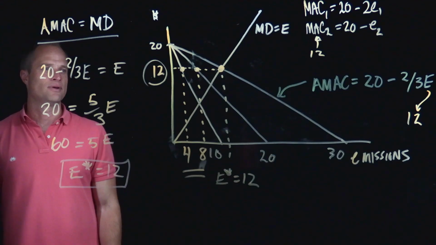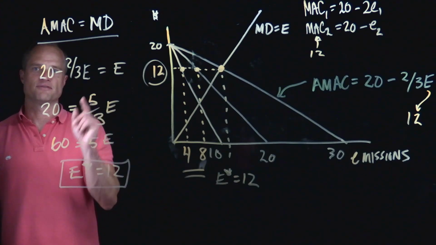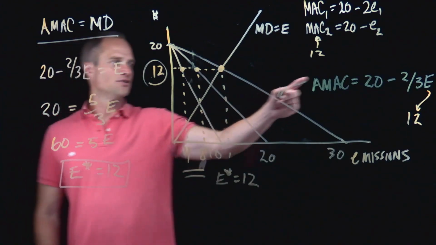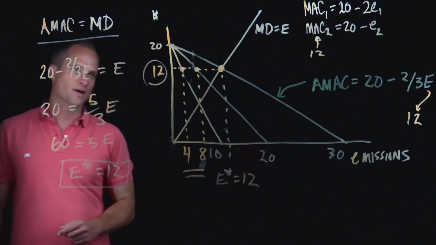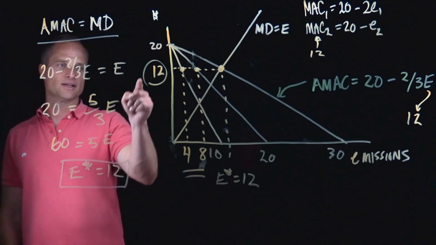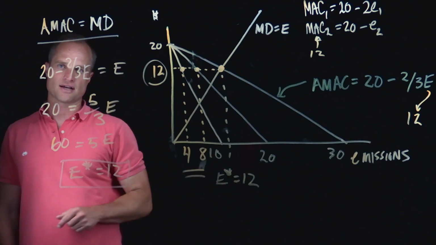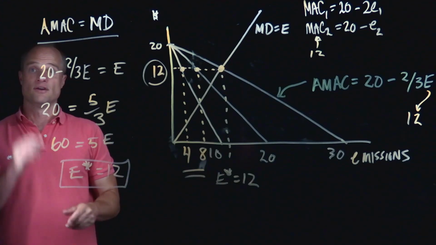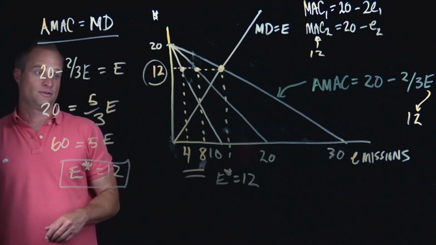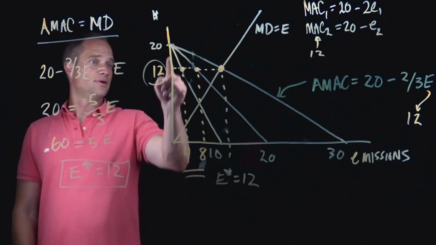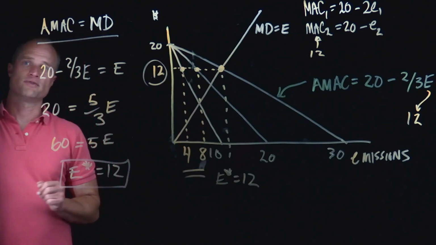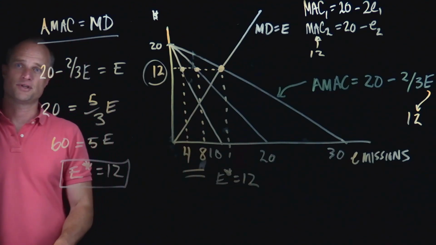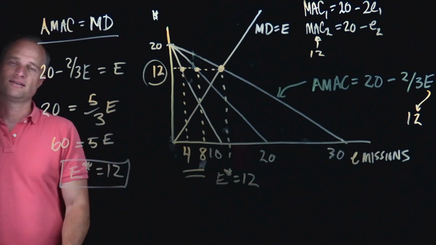So to recap, to get to an efficient level of emissions of 12, we plug that value into the aggregate marginal abatement cost curve, and realize that the uniform tax rate to achieve our goal is $12 per unit. From that $12 per unit, firm 1 emits 4 units of emissions, and firm 2 emits 8 units of emissions. 4 plus 8 yields the 12.